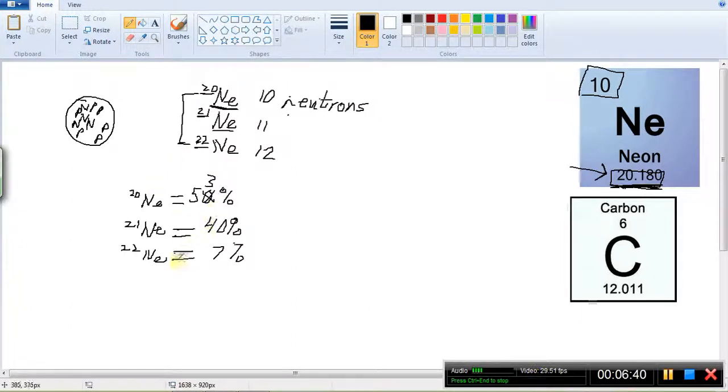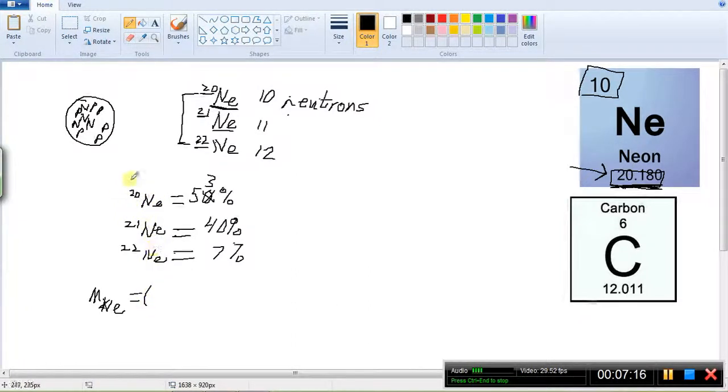So to calculate the average atomic mass, if we know the percent abundances and we know the atomic mass of each isotope, then it's easy to do. So we can say the mass, they abbreviate it mass of Ne. Pen is not being very cooperative today. Mass of neon, the average atomic mass of neon, is just going to equal the abundance, the percent abundance of each isotope times the mass of each isotope.